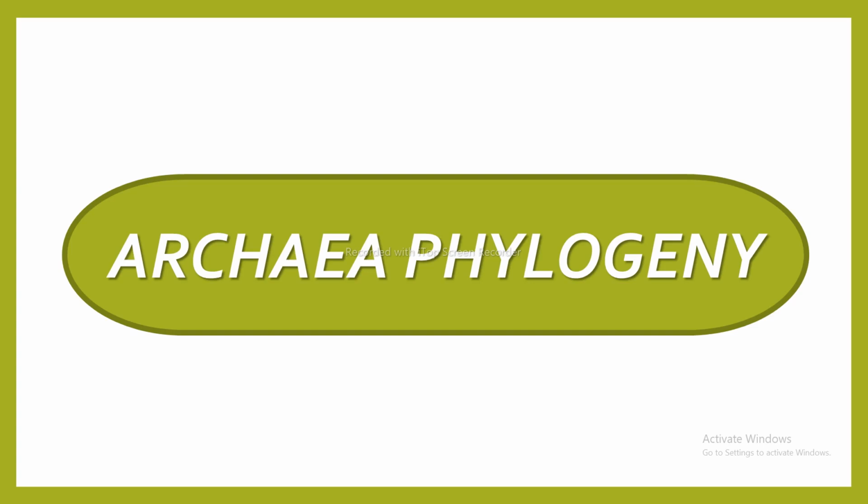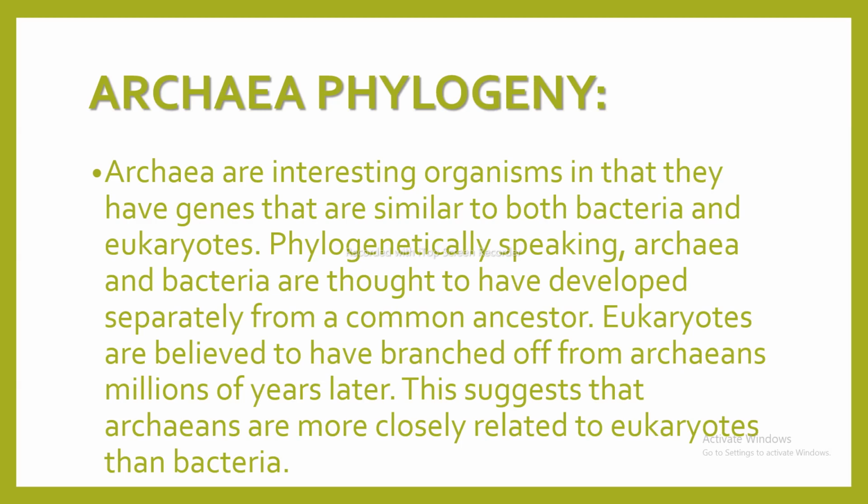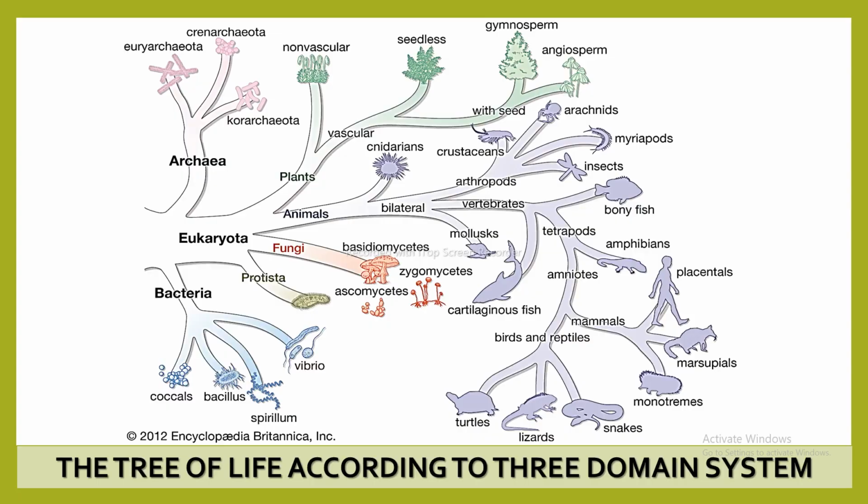So next I am going to discuss the archaea phylogeny. Archaea are interesting organisms in that they have genes that are similar to both bacteria and eukaryotes. Phylogenetically speaking, the archaea and bacteria are thought to have developed separately from a common ancestor. Eukaryotes are believed to have branched off from archaea millions of years later. This suggests that the archaea are more closely related to the eukaryotes than to bacteria.